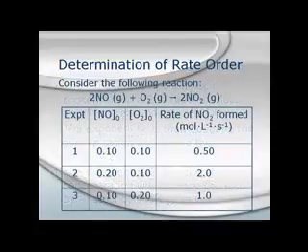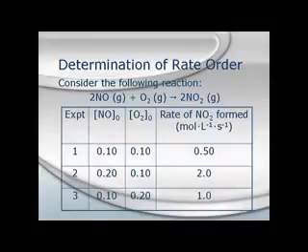Predictions involving kinetics are impossible if you do not know the rate order. So let's look at how we determine this. Let's consider this reaction. Here we have 2 nitrogen monoxides reacting with oxygen gas to form 2 nitrogen dioxides. And in this table you'll notice that we have 3 different experiments where the concentrations of the reactants, nitrogen monoxide and oxygen, vary from experiment to experiment, and then the rate at which nitrogen dioxide is formed is given as well.